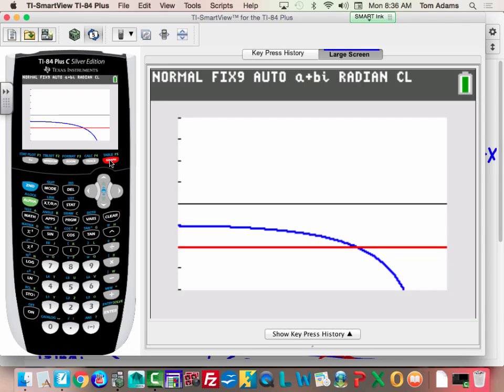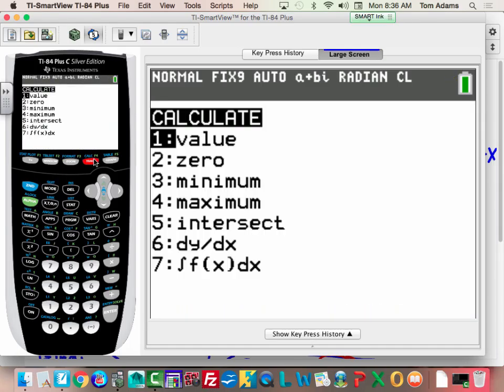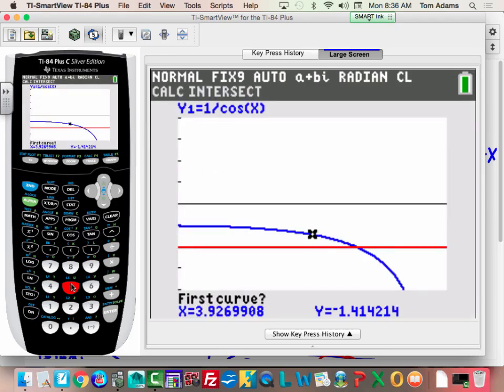So let's find the intersection. I'm going to hit second trace, which gives me my calculate menu. I'm going to hit 5 for intersect. I'm going to get really close to where the two intersect. Hit enter, enter, enter, and I get 4.18.